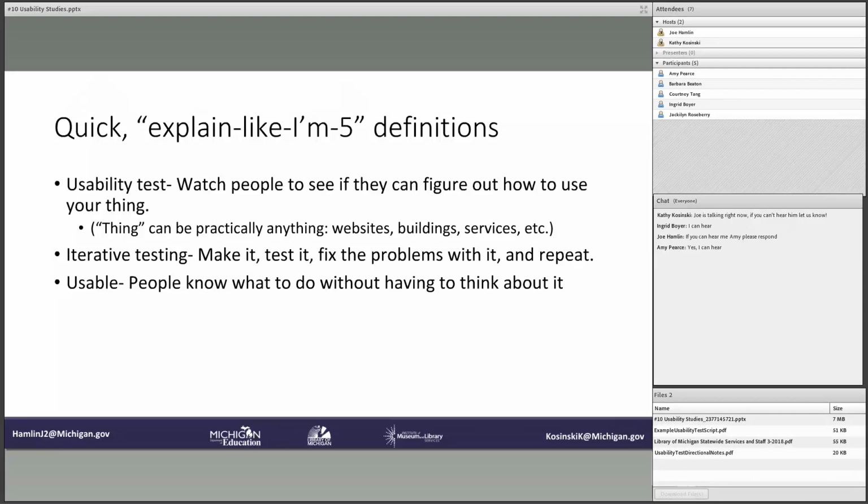And then usable. How do you know that what you're doing is actually usable? There are honeycombs and guides and all these things on the internet; you can go to usability.gov and see some of them. But the definition I have found the most appealing is that people know what to do without having to think about it. It's easy, and they don't have to stop and work through everything. That is what I consider most usable.